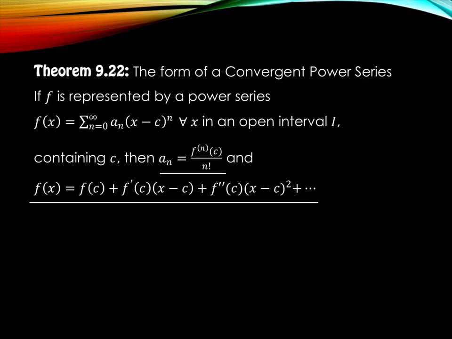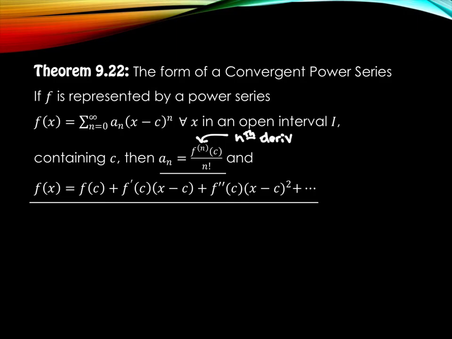All right, Theorem 9.22, this is the form of a convergent power series. So if f is represented by a power series, f of x is the summation for n equals 0 to infinity of a sub n, x minus c to the n, for all x in an open interval I containing c. Then that a sub n at the beginning has a particular form. Now, we talked about this notation, but I don't know if I wrote it quite like this. This right here is nth derivatives.